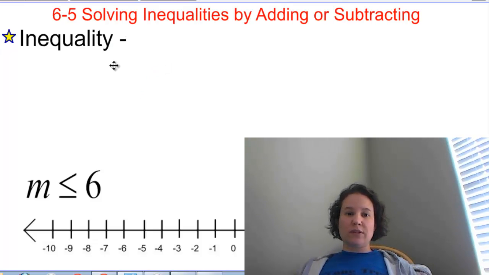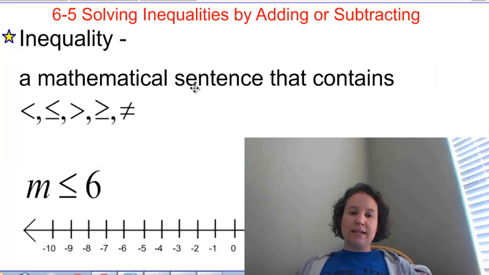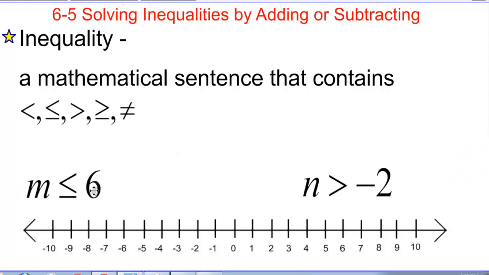So the first thing we need to know is, what is an inequality? An inequality is a mathematical sentence that contains one of these 5 symbols in it. This is the less than symbol, this is less than or equal to, this is the greater than symbol, greater than or equal to, or this right here is the not equal to symbol, and we don't really use that one very often.